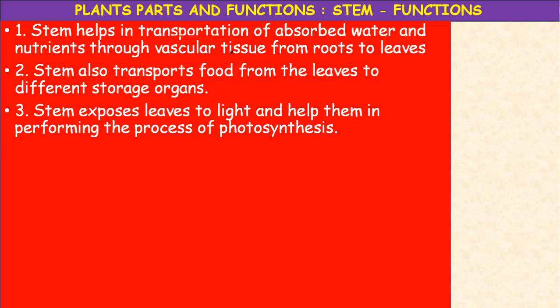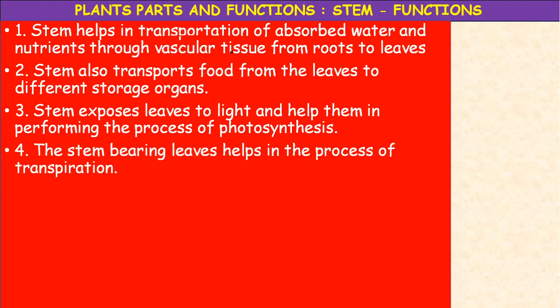Stem exposes leaves to the light and helps them in performing the process of photosynthesis. The stem bearing the leaves helps in the process of transpiration. What is transpiration? Transpiration means the excess of water which is absorbed by the roots is eliminated in the form of water vapor through the stomata of the leaves. It is called transpiration.